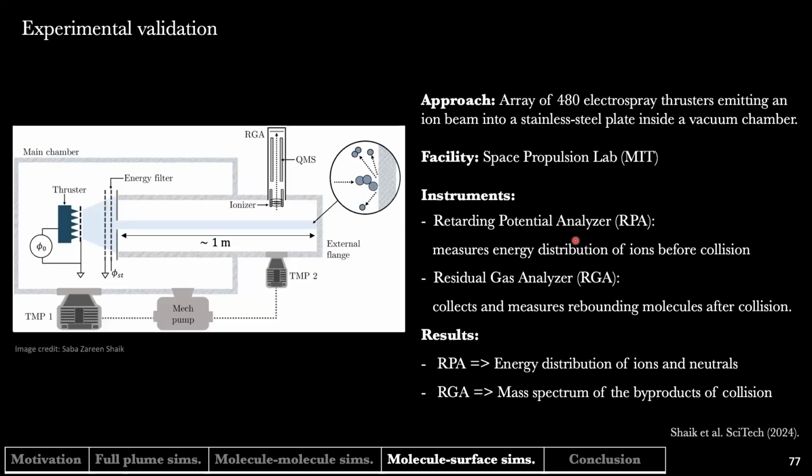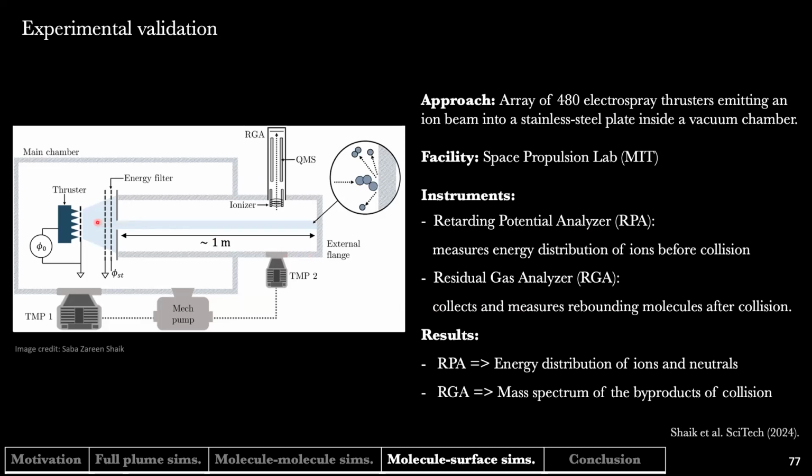And then we tried to do an experimental validation of our model, and this was done by Saba Sheikh, an MIT student, in the Space Propulsion Lab. And the approach was to use an array of 480 electrospray thrusters to emit an ion beam into a stainless steel plate inside a vacuum chamber. And we used two instruments. One is the retarding potential analyzer, the RPA. This one measures the energy distribution of the ions before collision. And we used the residual gas analyzer, the RGA, that collects and measures the rebounding molecules after collision.